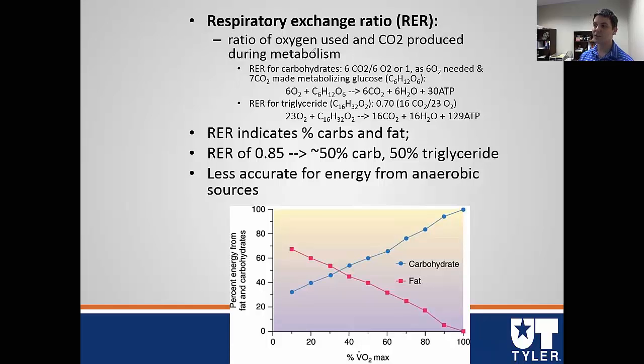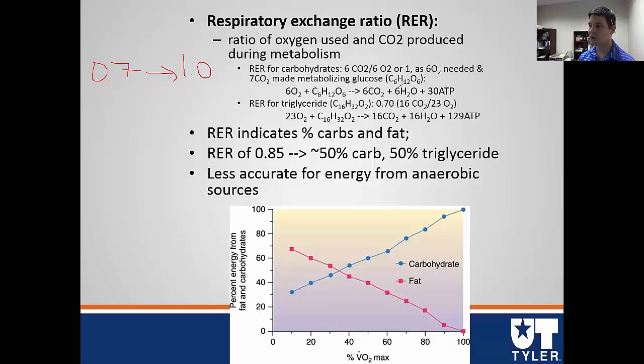This is using the ratio of oxygen used and CO2 produced during metabolism to calculate which is being used, either carbohydrates or fats. So if you wondered earlier on in this module how we figured out how much was carb and how much was fat, this is how we did it. How RER works is it's a range from 0.7 to 1, the values that you get when you divide CO2 divided by oxygen. These aren't made up numbers.